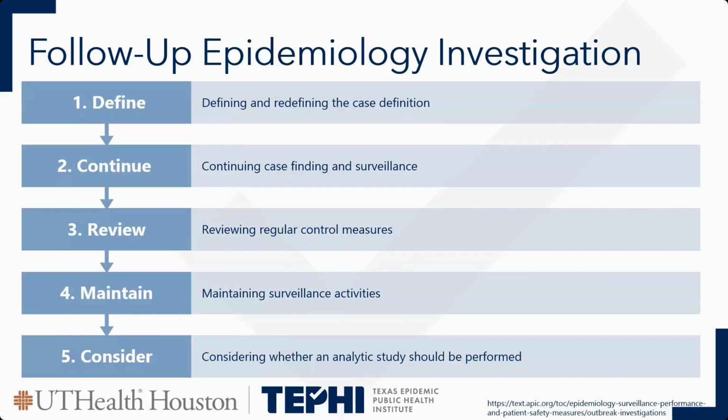You will review those control measures that you implemented, and maybe some of them can be reduced. Maybe we're at a good place with our case count, or maybe those new measures that you implemented need to become policy and standard of care and recommended throughout time. And then you want to maintain your other surveillance activities. So not just this pathogen, but all the other pathogens and all the other things in the infection prevention space that we continue to do.